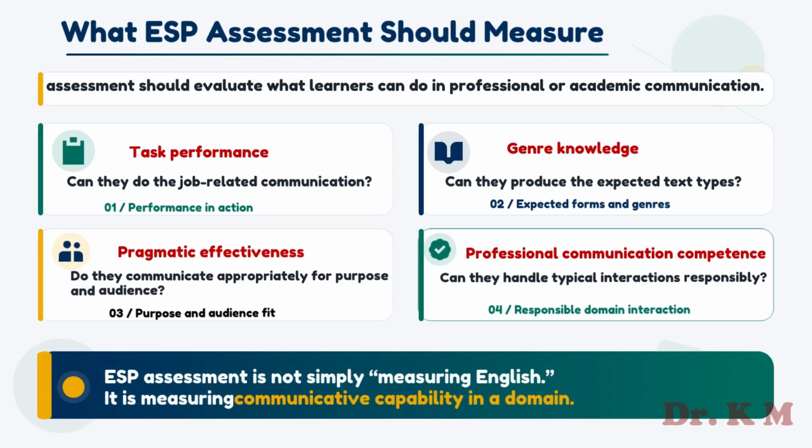What ESP assessment should measure, not just test. A key ESP principle is that assessment should evaluate task performance, can they do the job-related communication, genre knowledge, can they produce the expected text types, pragmatic effectiveness, do they communicate appropriately for purpose and audience, professional communication competence, can they handle typical interactions responsibly. So, ESP assessment is not simply measuring English. It is measuring communicative capability in a domain.